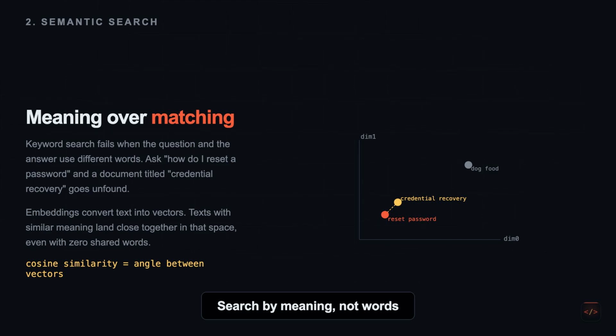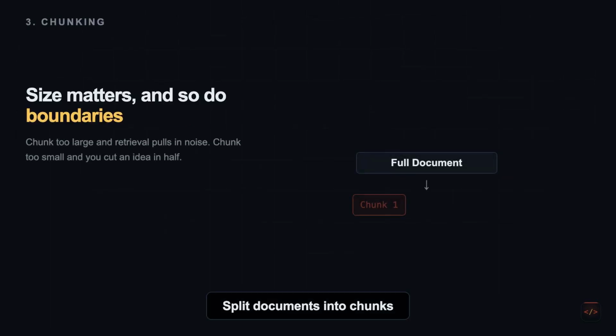An embedding model turns any piece of text into a single vector or multiple vectors, a long list of numbers that captures the meaning of it. Texts about the same idea land close together in that space, even with no shared words. So instead of matching letters, you match positions. Reset password sits near credential recovery because they mean the same thing. This is the same vector idea behind language models, now pointed at search.